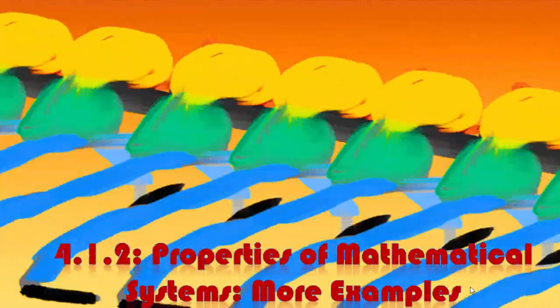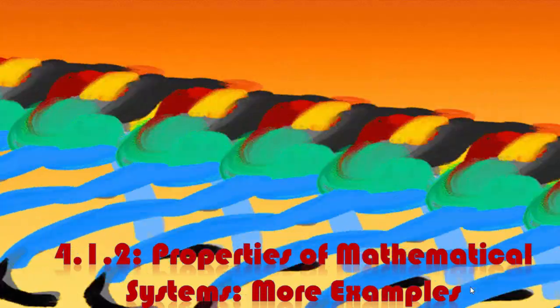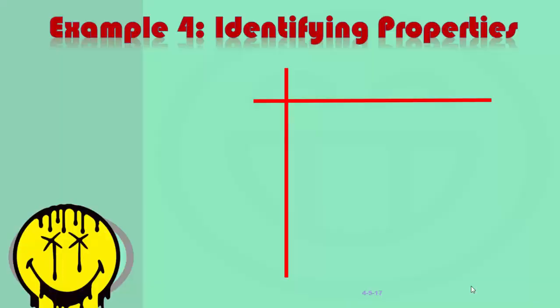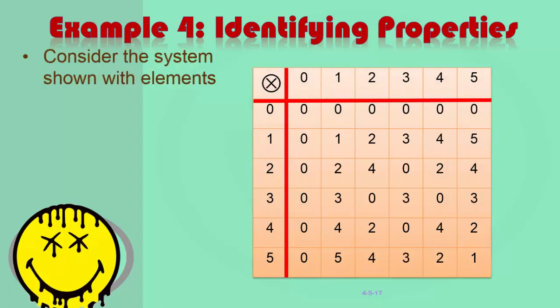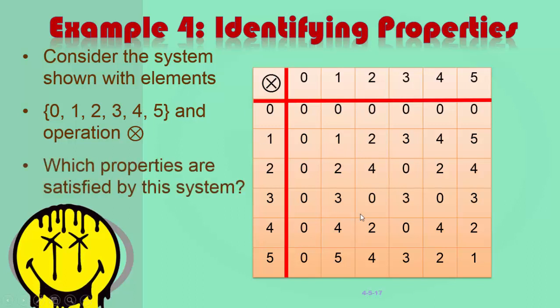Hello everybody, welcome to Chapter 4.1 Part 2, Properties of Mathematical Systems, More Examples. In example number 4, we're going to identify properties and consider the following table. The system shows elements 0, 1, 2, 3, 4, and 5, and the operation is x with a circle around it. Which properties are satisfied by this system?